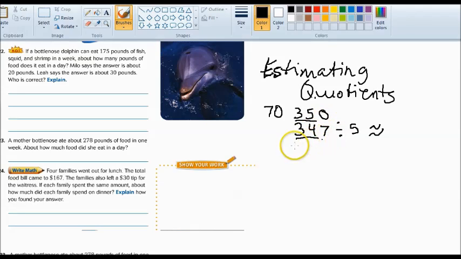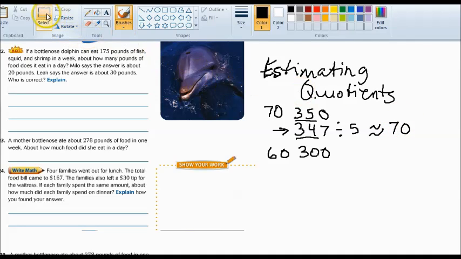We also need to know that the multiple below that, 5 times 6, or 5 times 60, would be 300. You can definitely see how we're much closer to 350 than we are to 300 when we're looking at 347. So our best estimated quotient for 347 divided by 5 is 70.